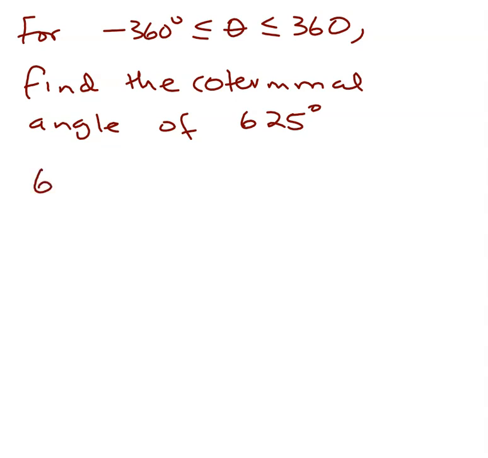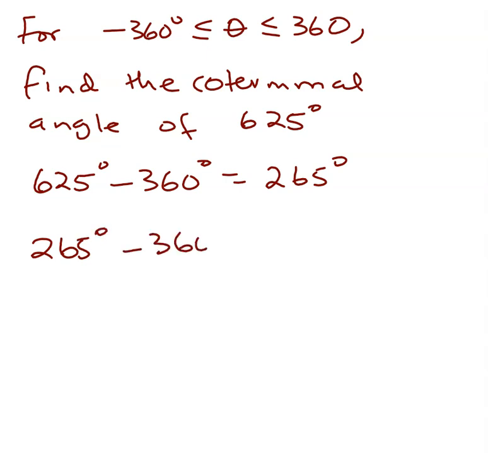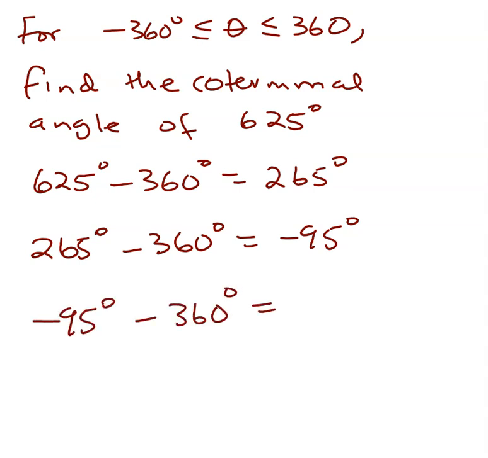So we can start off with 625 minus 360 degrees. This is going to be 265 degrees, which is good. It's within the range. We can also do 265 degrees minus 360 degrees. This is going to give us minus 95 degrees. Let's go one further so you can see what I mean. Minus 95 degrees minus 360 degrees is going to be minus 455 degrees.